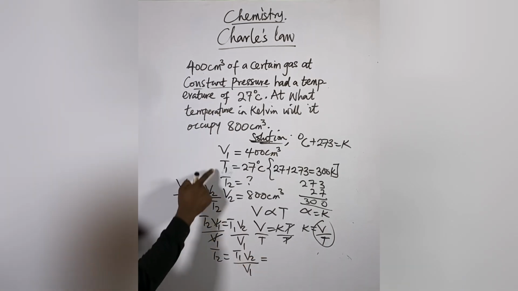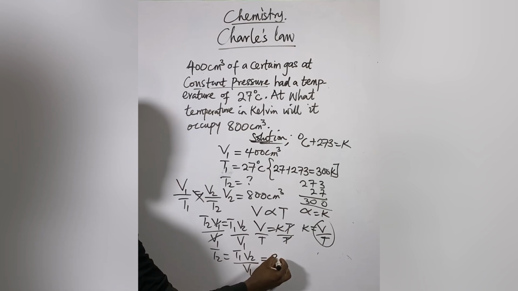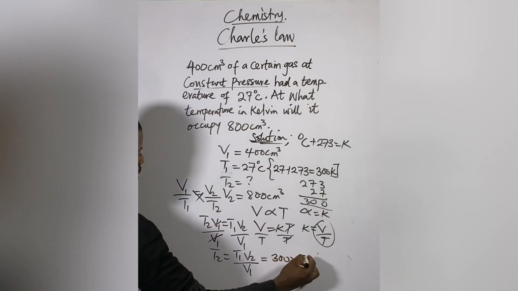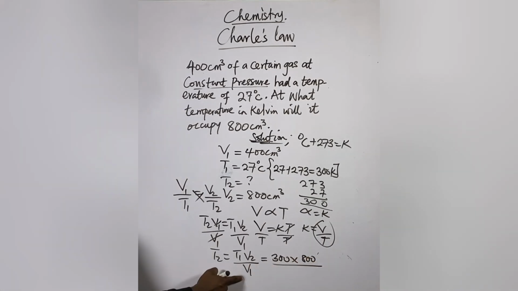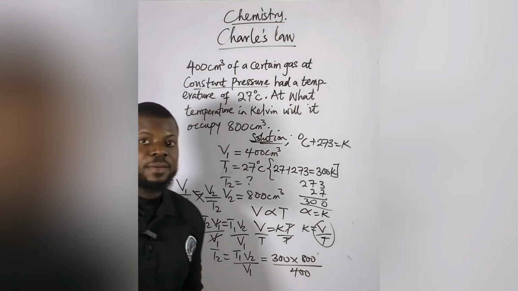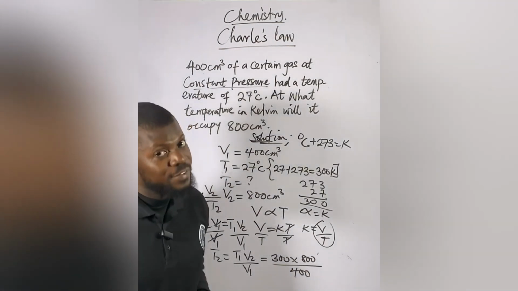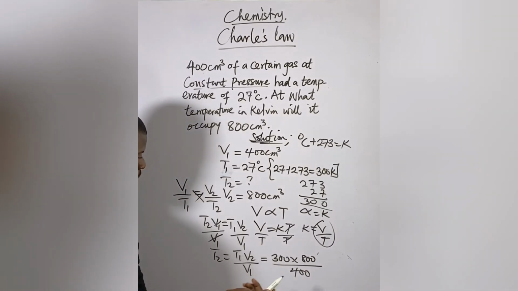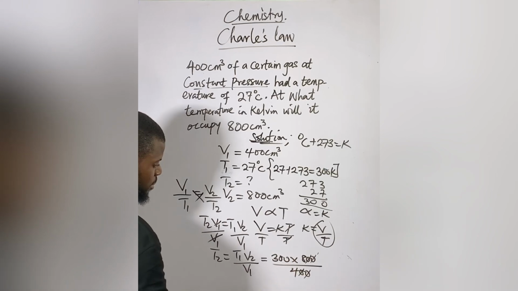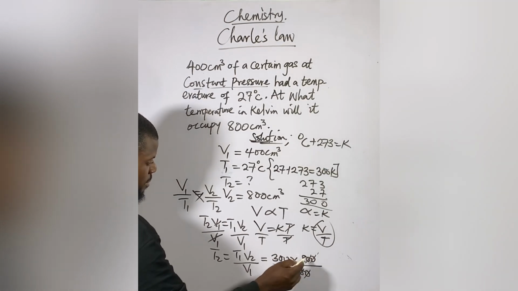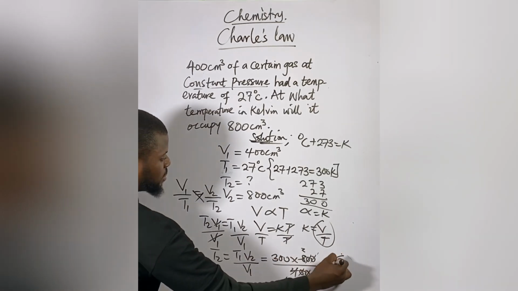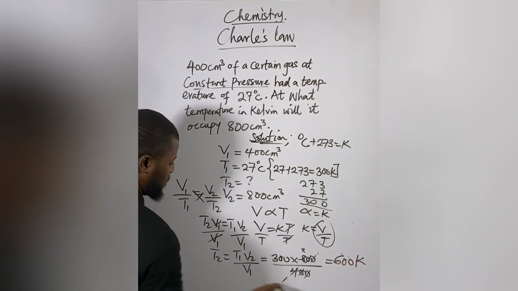What will be T1? See 300 times what will be V2? See 800 over what will be V1? See 400. Anything we get now is the final answer, and it will be in Kelvin, not degrees Celsius. 4 into 4 is 1, 4 into 8 is 2. 2 times 300 is 600. So the answer is 600 Kelvin.